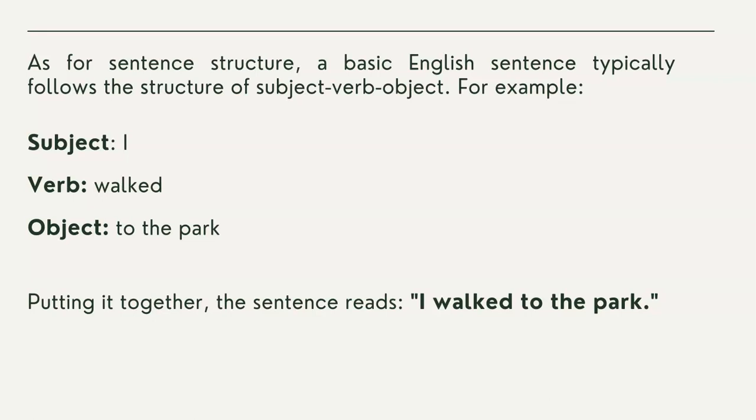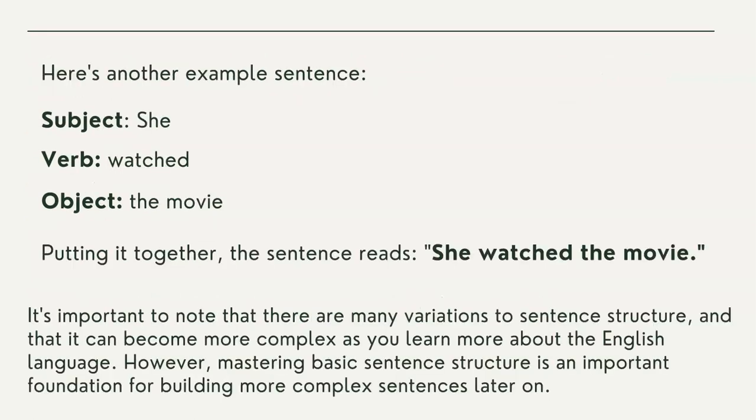As for sentence structure, a basic English sentence typically follows the structure of subject, verb, object. For example, subject, I. Verb, walked. Object, to the park. Putting it together, the sentence reads, I walked to the park.